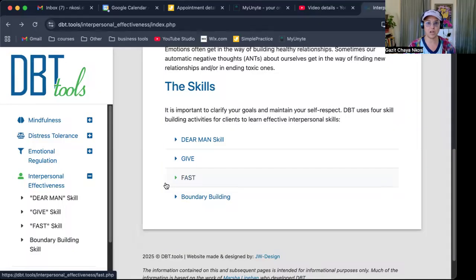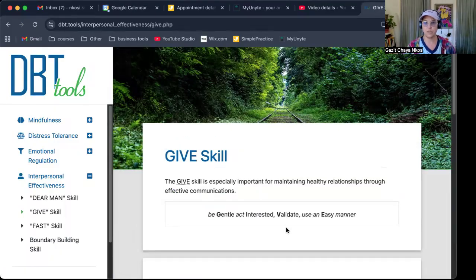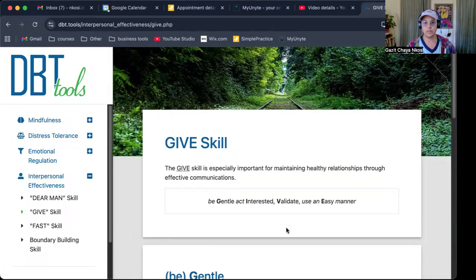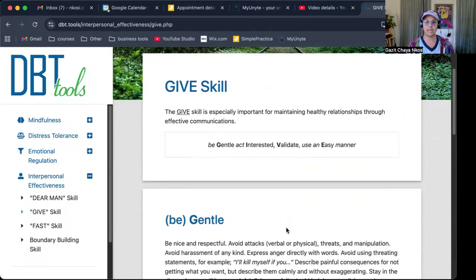Let's take a peek at this. Okay, I am using the website dbt.tools. It's an excellent one for all the DBT skills. Okay, so maintaining healthy relationships through effective communications. We're going to be gentle, act interested, validate, and use an easy manner.